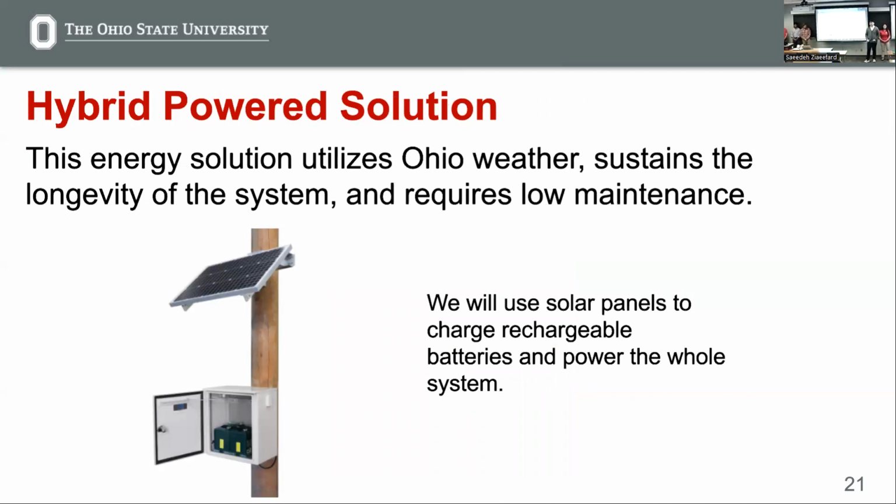So for the power, we decided to use a hybrid power solution. Because the hybrid solution can utilize the Ohio riser and sustains the longevity of the system, and they require low maintenance. So we will use the solar panel as a power source to charge the battery and then power the whole system. As you can see in the picture, the top is what we want to build. The top is a solar panel, and that is a waterproof box. The rechargeable battery can be inside.